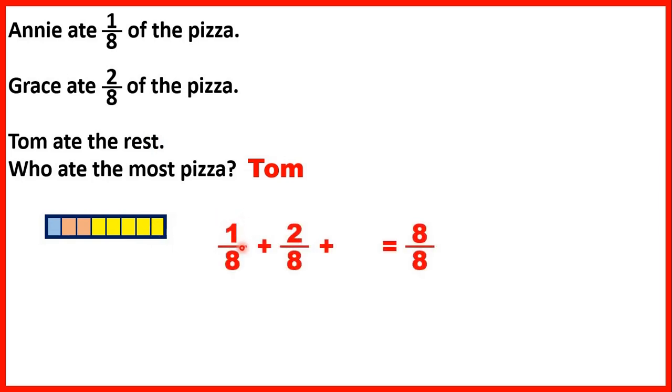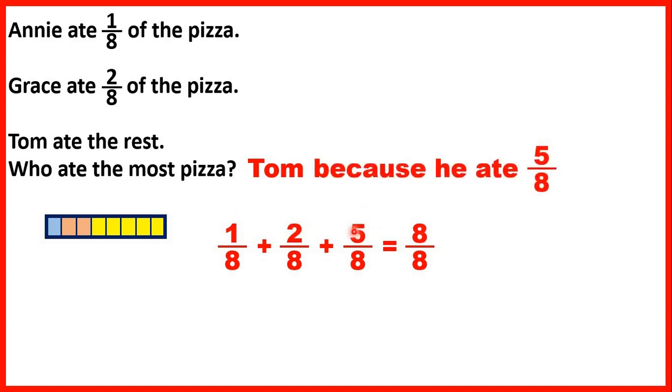So Annie ate 1/8, Grace ate 2/8, and the whole pizza will be 8/8, because if we have a fraction with the same numerator and denominator, that's 1 whole. So when we're adding fractions, the denominator stays the same, and 1 plus 2 plus 5 is 8. So that means Tom ate the most pizza, because he ate 5/8 of the pizza.